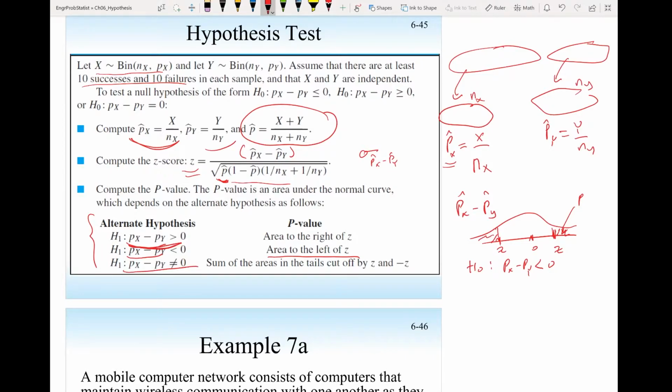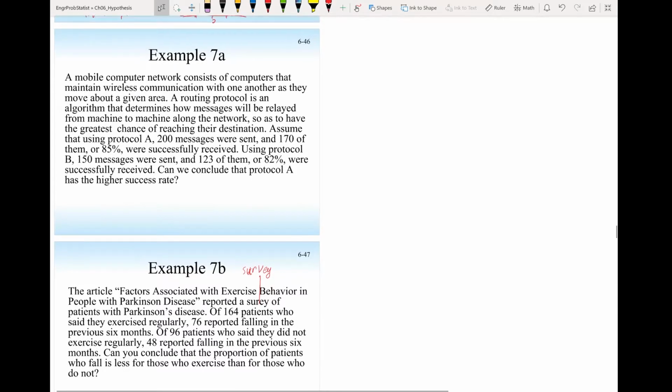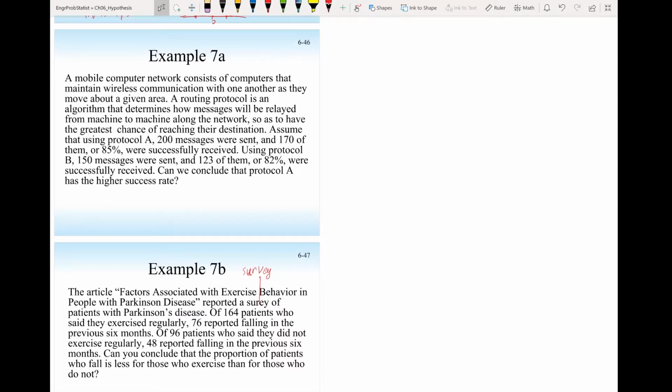If they are not equal, that means the null hypothesis will be equal to 0. So now you calculate the two-tail. This is 0. If z came here or here, you calculate these two tails for the p-value. So let's take examples to find the difference between two proportions and reach some conclusion.